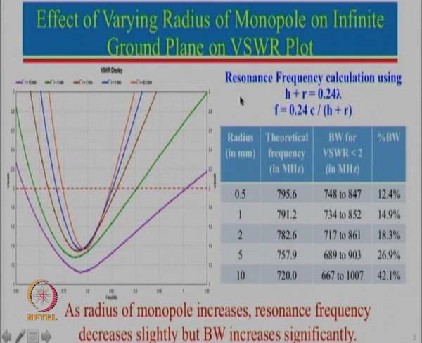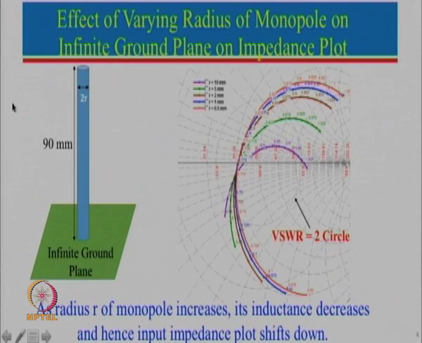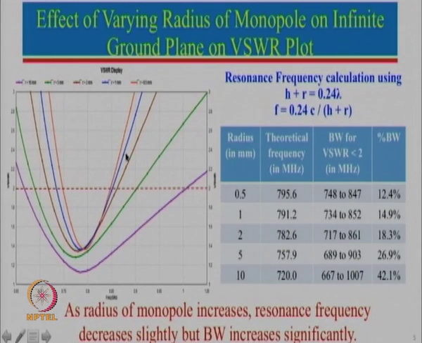First of all, we can calculate the resonance frequency. Here H is fixed, which is 90 mm. We can just go back and look here. So, H is fixed at 90 mm, and then we have varied the radius, taking a number of values starting from 0.5 mm, which is very thin, to about 10 mm. From here we can calculate the frequency given by this expression. So, we have calculated these frequencies over here.